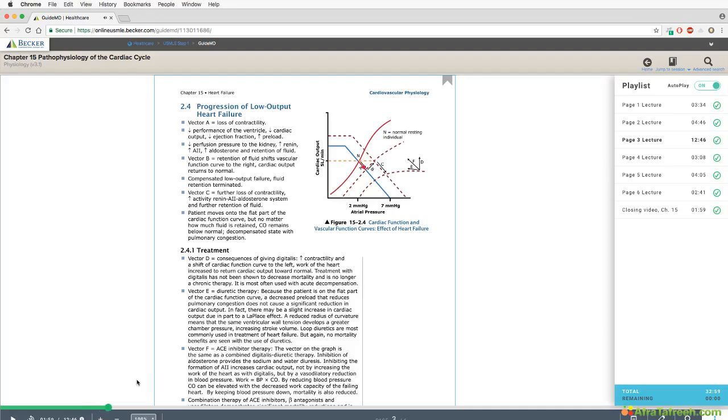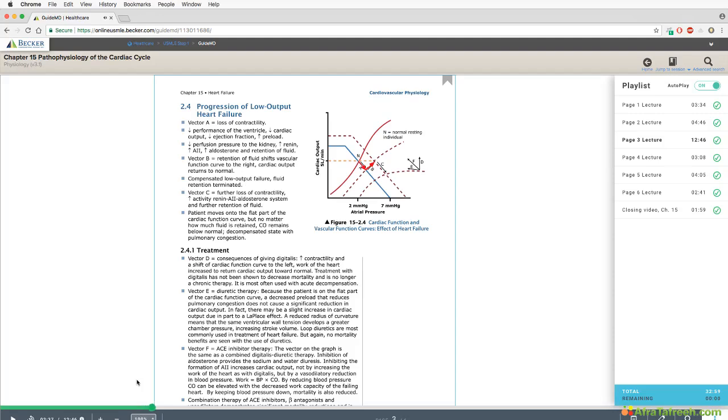You move from that normal intersection down vector A to a new intersection where you have a cardiac function curve which is shifted to the right. So vector A shows the general consequences of simply losing contractility. Now, if we look at that new intersection point, you have decreased performance of the heart. Cardiac output is down because you've lost contractility, but preload is up. We explained this earlier. If you lose contractility, ejection fraction goes down, and that would tend to increase preload.